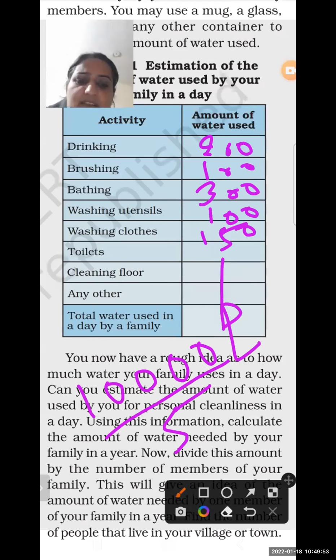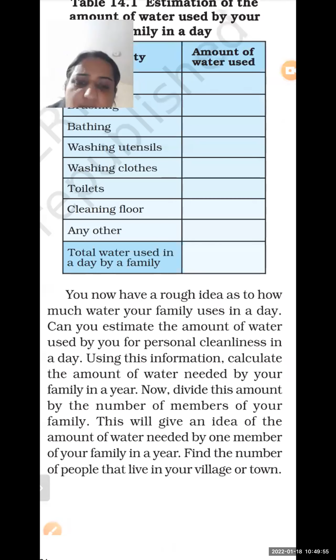So find the number of people that live in your village or town. Similarly, we can also calculate the total amount of water used in another family, and then we can also add the family members. Suppose there are 50 families in a village.